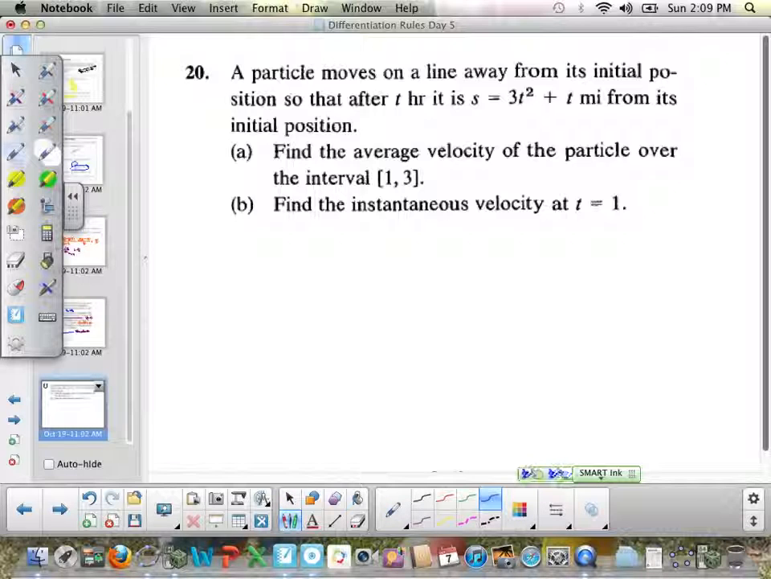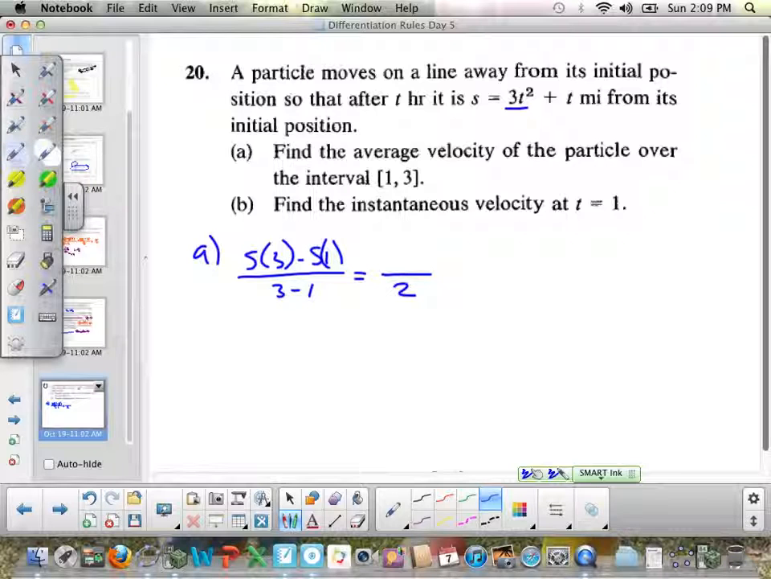Again, average velocity is change in position, so it'll be s of 3 minus s of 1 over 3 minus 1. 3 minus 1 is 2. s of 3: 3 times 3 squared, 3 squared is 9, times 3 is 27, plus 3 is 30, minus s of 1: 1 times 3 plus 1 is 4. So we've got 26 over 2, which is 13 miles per hour. Units in the question are miles and hours.